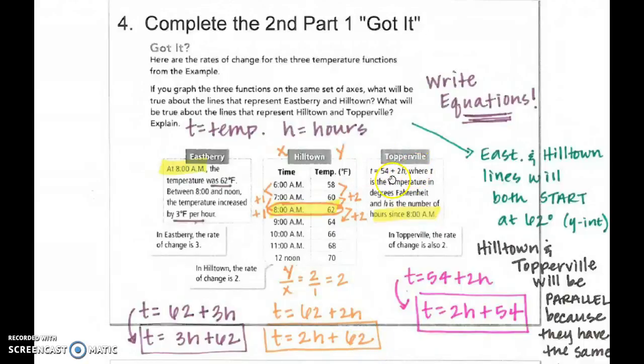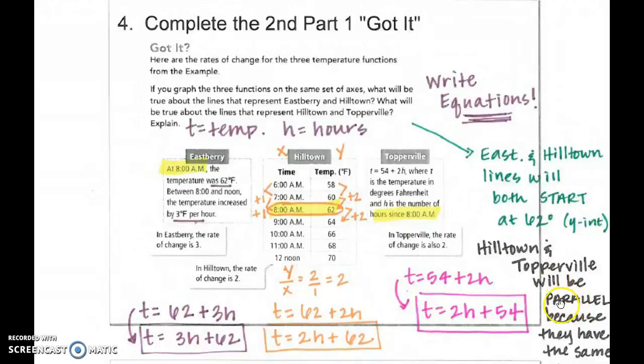Luckily, Topperville gives us the equation. T equals 54 plus 2H. Rewrite it, so you're switching it around so slope comes first: 2H plus 54. The question says, what will be true about Eastbury and Hilltown? Well, their lines will both start at 62 degrees. Eastbury started at 62 degrees at 8 a.m. and as well did Hilltown. At 8 a.m. it starts at 62. So both lines will start at 62 degrees on the y-intercept, or the y-axis.